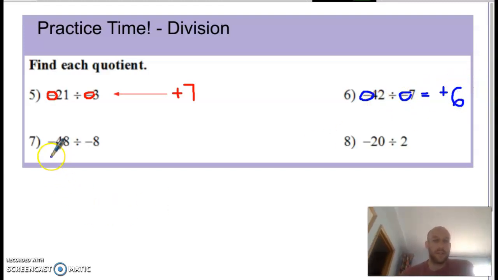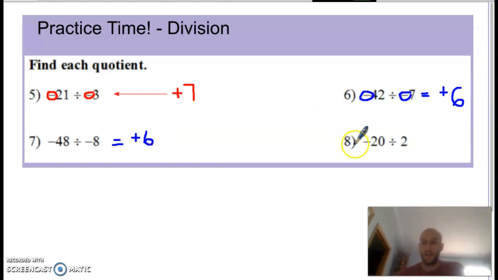All right, number 7 is the same idea. We have a negative being divided by another negative. So a negative divided by a negative is a positive. 48 divided by 8 is 6. Okay, you do not need to put the little positive sign here, though. You could just put 6. That would be perfectly fine.